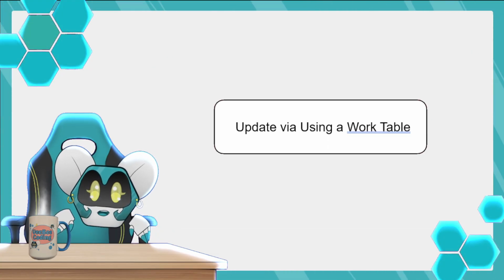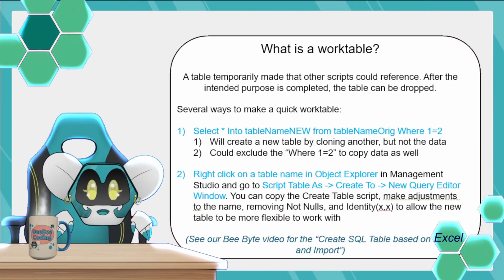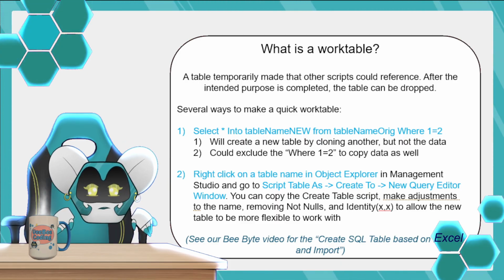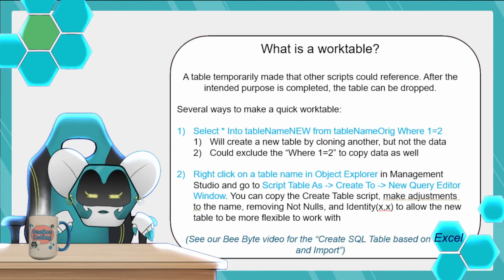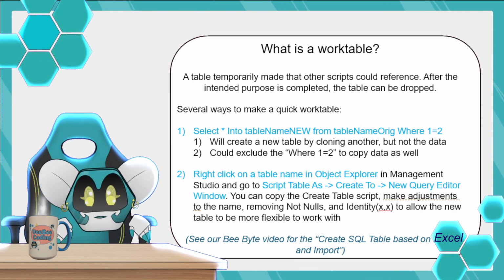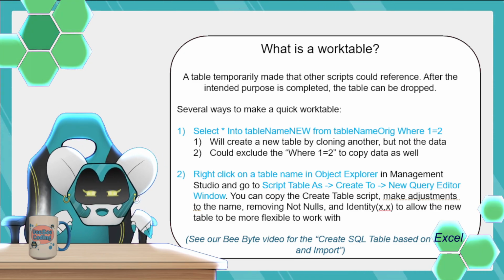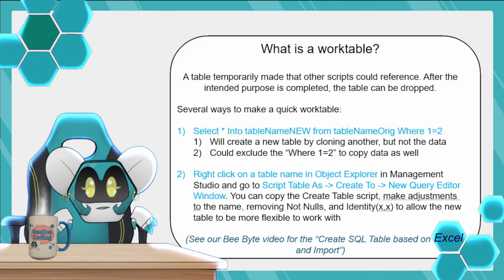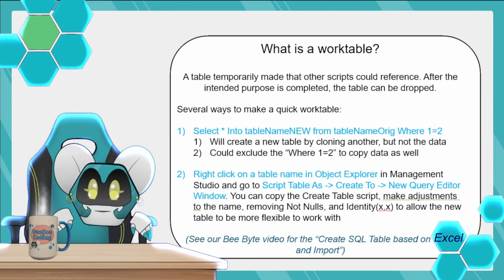Next up, using a work table. What do I mean by a work table? This is a table that you create temporarily and import data into, such as a list of records that you know you want to update. You import that list into this mini table, and then you can have your update script reference that work table, so only those records are impacted.